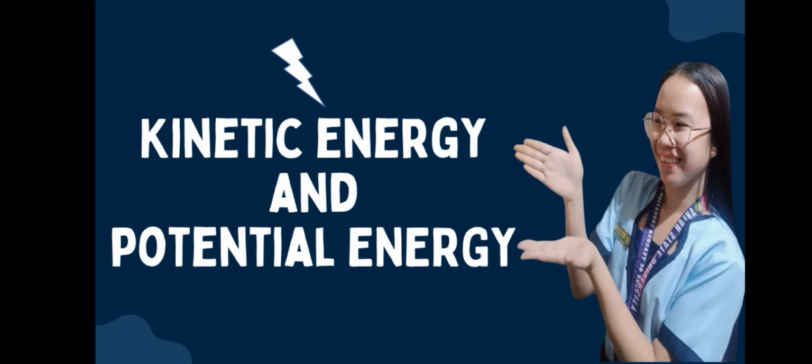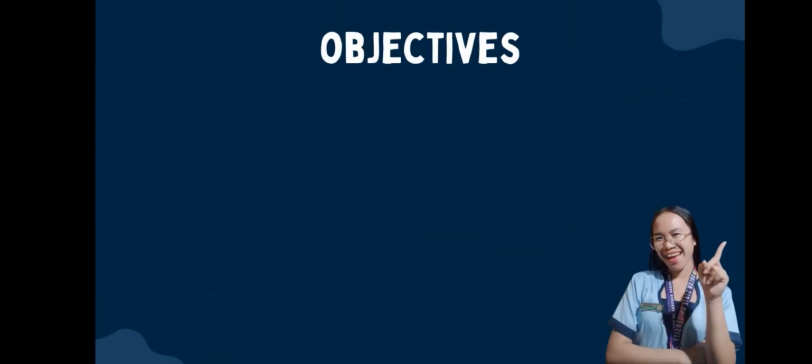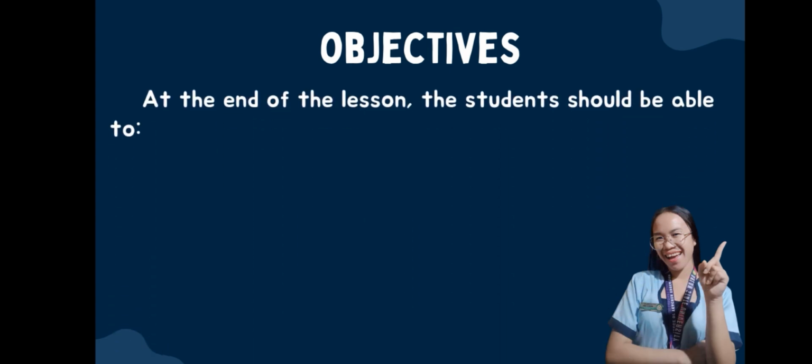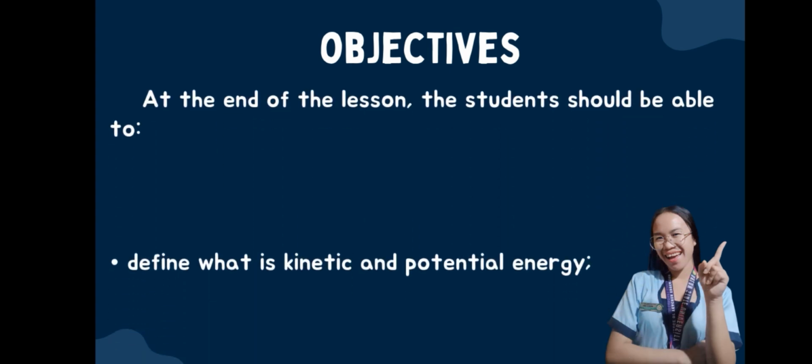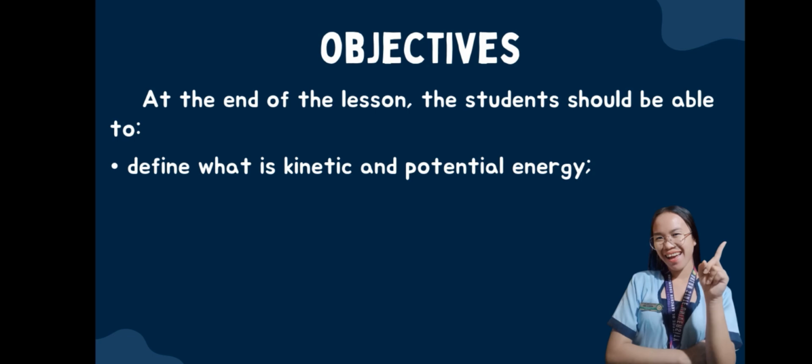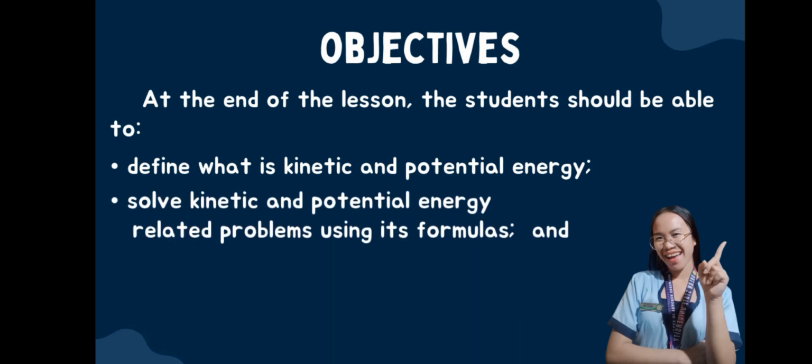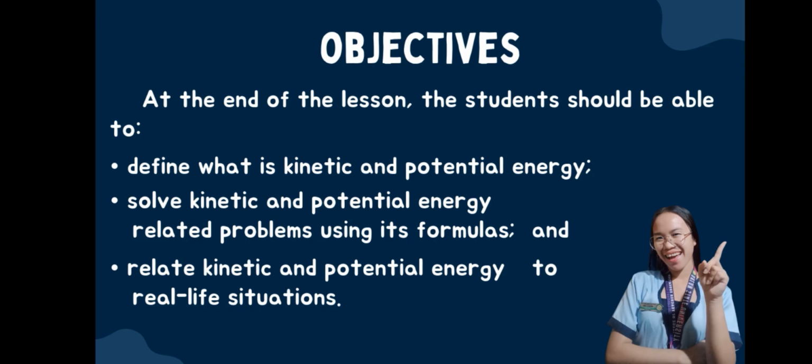Today, we will learn about the two main forms of energy, which are kinetic energy and potential energy. Upon having our discussion, we aim to achieve the following goals. First, define what kinetic and potential energy are. Second, solve kinetic and potential energy related problems using their formulas. And third, relate kinetic and potential energy to real-life situations.